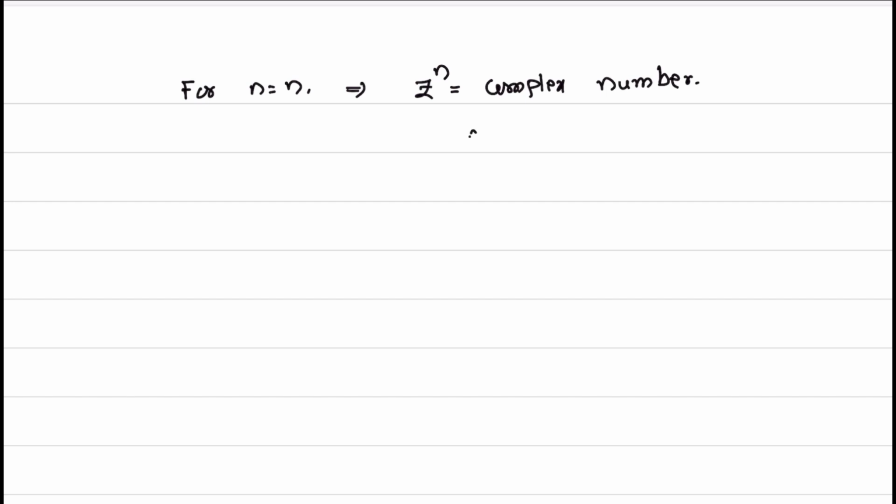That is equal to, let us say, capital X plus i capital Y, because small x and small y we have already used. This is in this form. Then, what is the value of z to the power of n conjugate? That will be capital X minus i into capital Y.